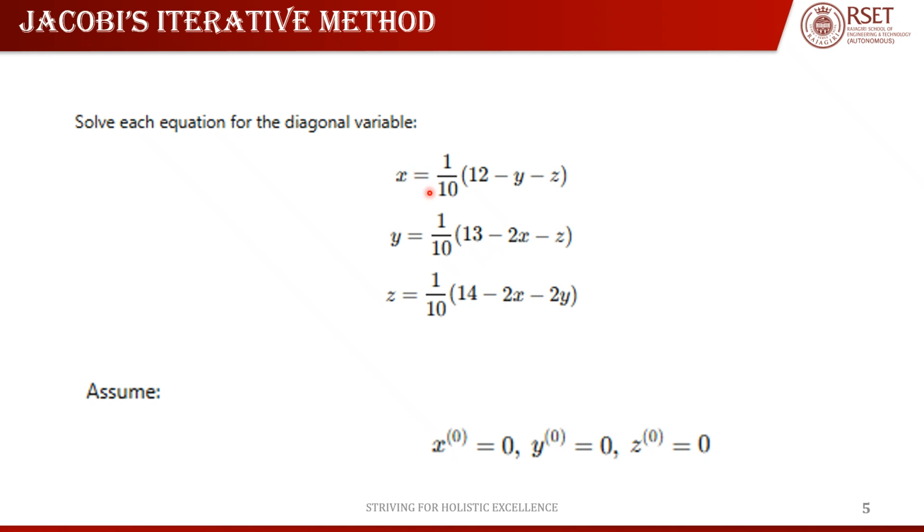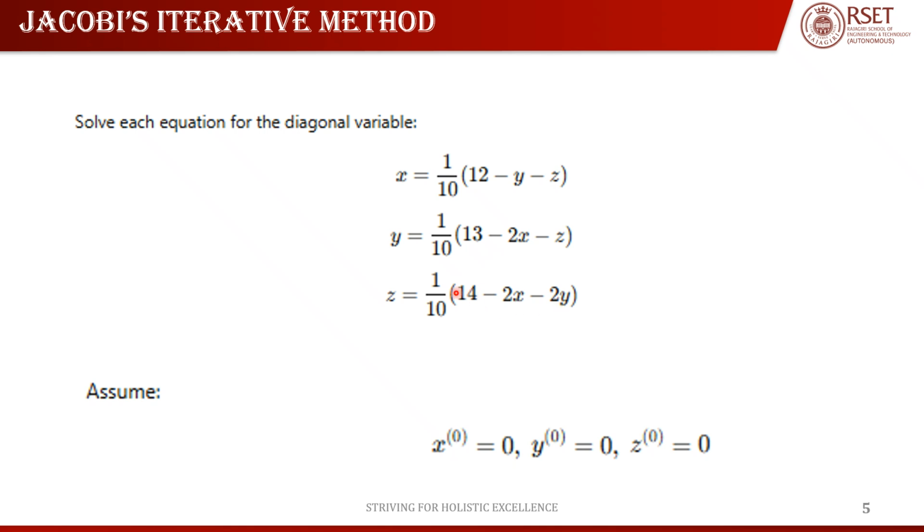And if you separate x, y and z, now you will have the initial approximation. For the initial approximation you choose the values x0 to be 0, y0 to be 0, z0 to be 0. Then to get x1, you substitute y0 and z0 here, which are 0 and 0, so it will be 12 by 10, which is 1.2, and here you substitute 0 and 0, so that would be 13 by 10, which is 1.3.